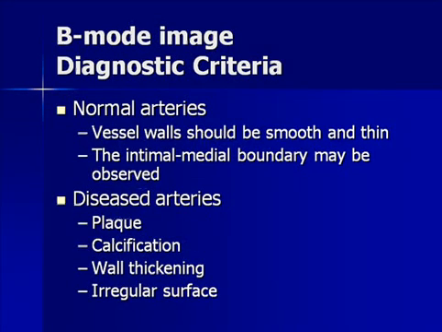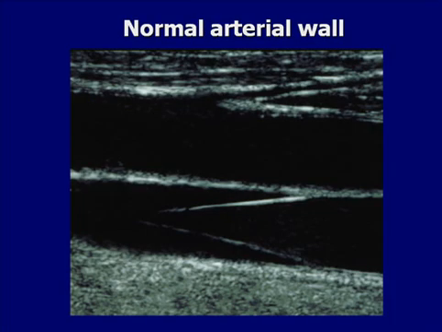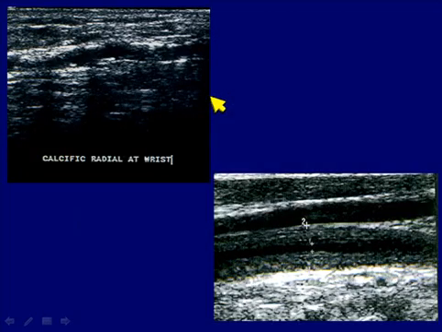Now, an artery is an artery, and a normal artery should look nice and thin-walled, be smooth, and have an appreciable intimomedial boundary that we can see. As we get various levels of disease, we'll see plaque and calcification and so forth. Here is a nice normal artery, companion vein underneath, and we can see nice, thin, smooth walls, no irregularities. We see a small collateral side branch up here, as opposed to these vessels, which have significant disease.